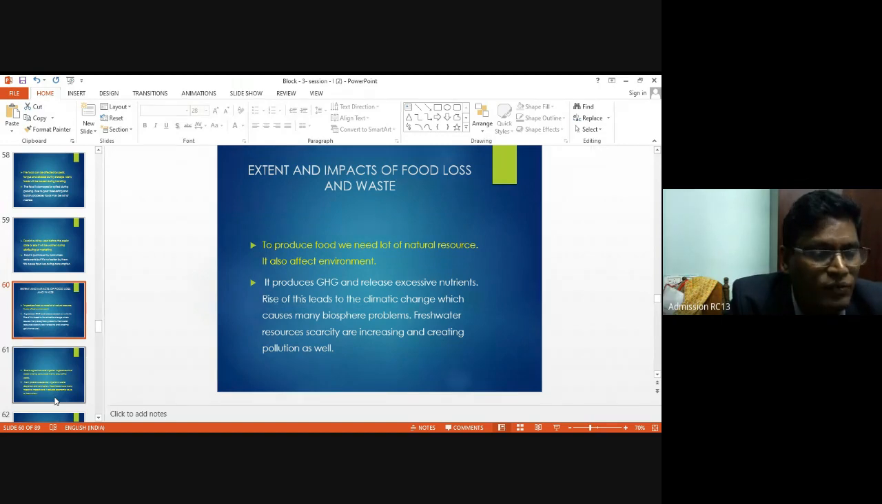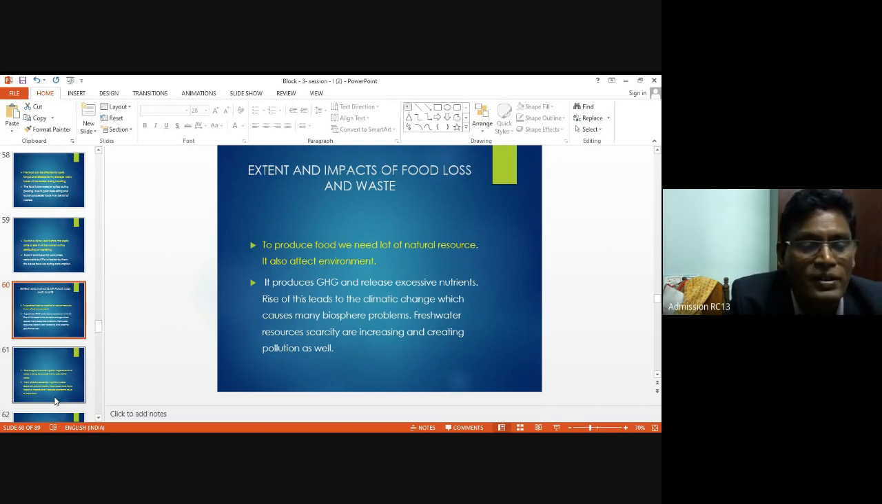So we are spending a lot of resources for the production of food in one way. At the same time, the production of food creates an environmental impact through the formation of the greenhouse effect. And after all that, the food we cultivate or harvest goes to waste. That is a matter of concern here.